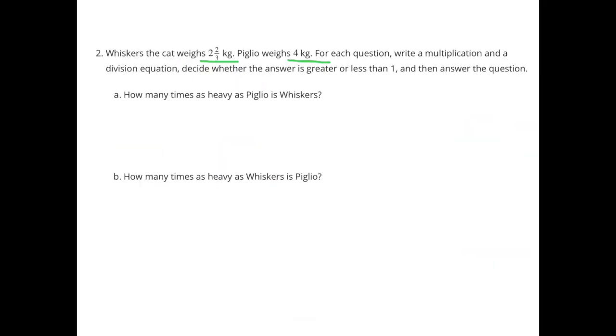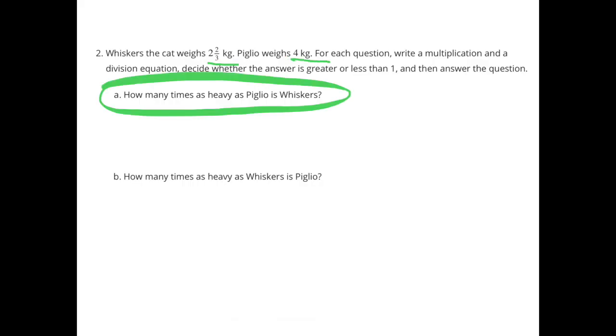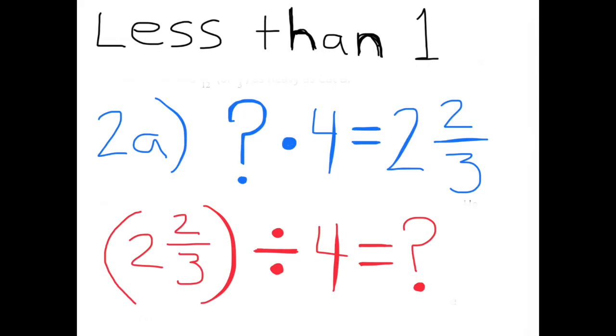Number 2. Whiskers the cat weighs 2 2/3 kilograms. Piglio weighs 4 kilograms. For each question, write a multiplication and a division equation, decide whether the answer is greater or less than 1, and answer the question. A. How many times as heavy as Piglio is Whiskers? This answer is going to be less than 1.